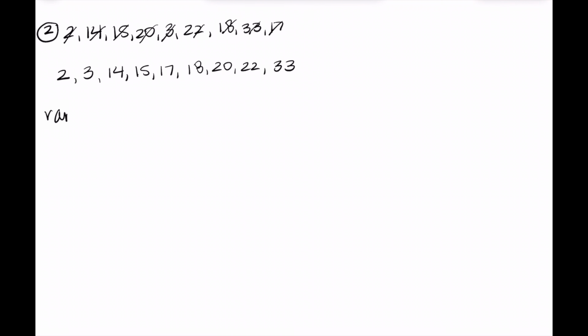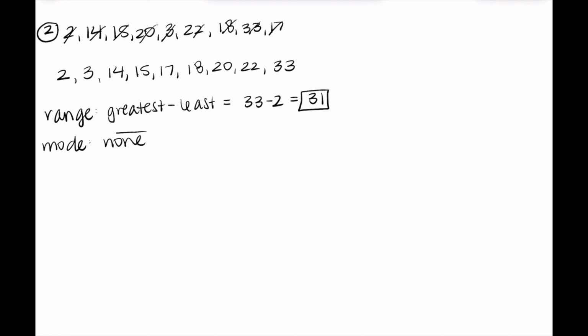Now that our data is ordered from least to greatest, we can start out with our range again. Our range, if you recall, is just the greatest number minus our least number. In this example here, it would be 33 minus 2. And when we do 33 minus 2, we end up getting 31. So our range for this data set would be 31.